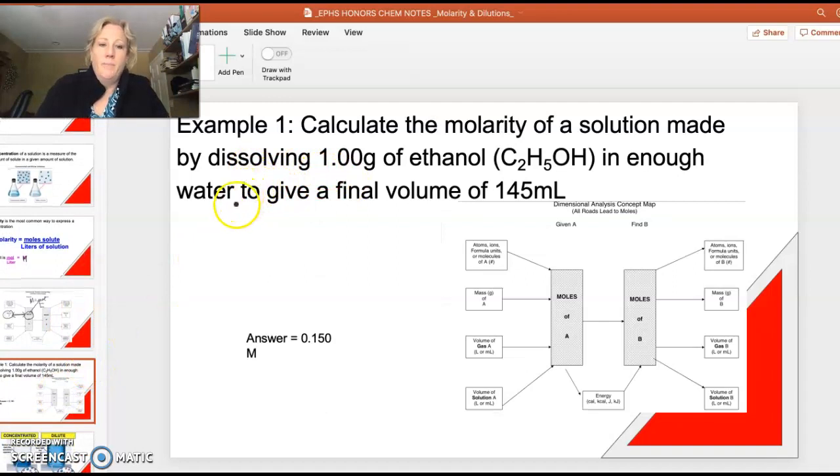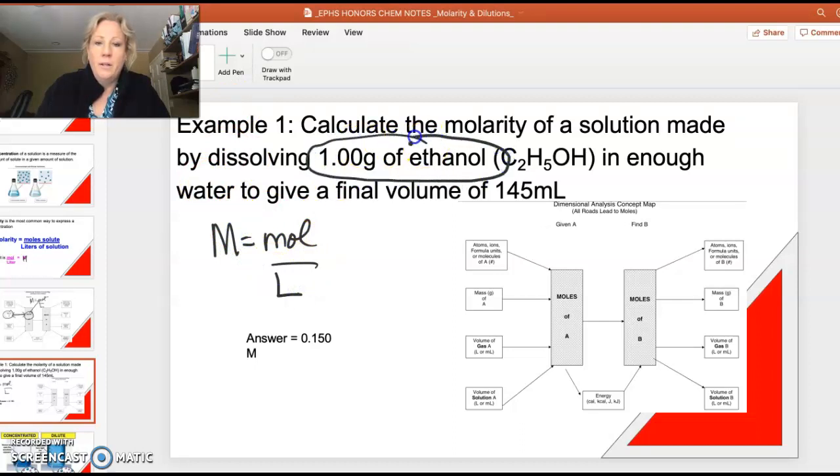Here's an example problem where we would be calculating molarity of a solution, and this one is with ethanol. It's 1 gram of ethanol in enough water that'll give a total volume of 145 milliliters. There are a few different sub-calculations here. Ultimately we want to calculate molarity, but we don't have the moles of the solute. We're going to have to convert that to moles, and we also need the volume in liters, and we don't have that in liters.